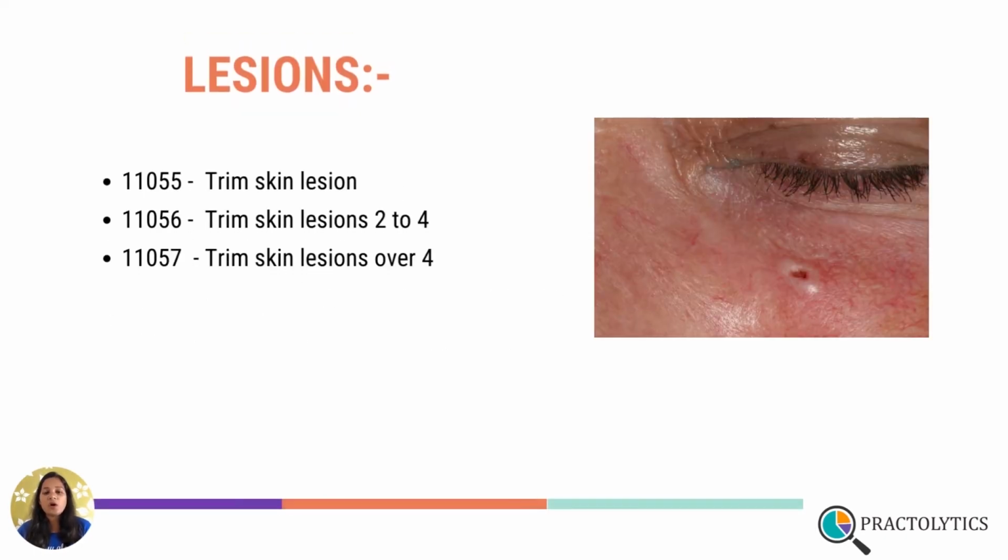Now, moving on to the lesions. Trimming of a skin lesion has to be reported with 11055. Likewise, for trimming of skin lesions, if they are 2 to 4 in number, then the CPT to be utilized is 11056. Likewise, trimming skin lesions over 4 has to be indicated with one single code, that is 11057. This is all about reporting the lesions.